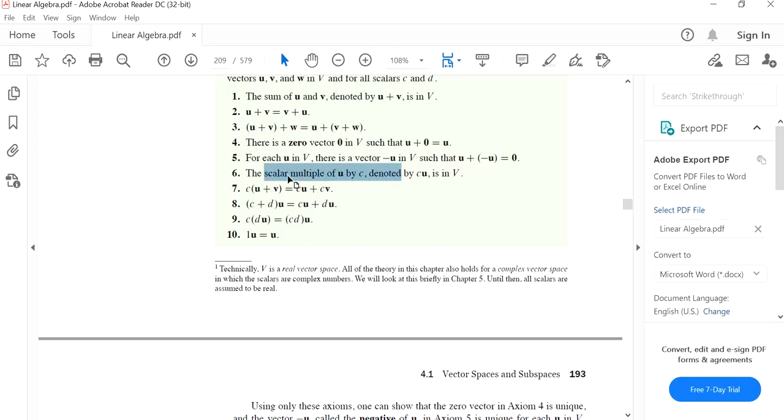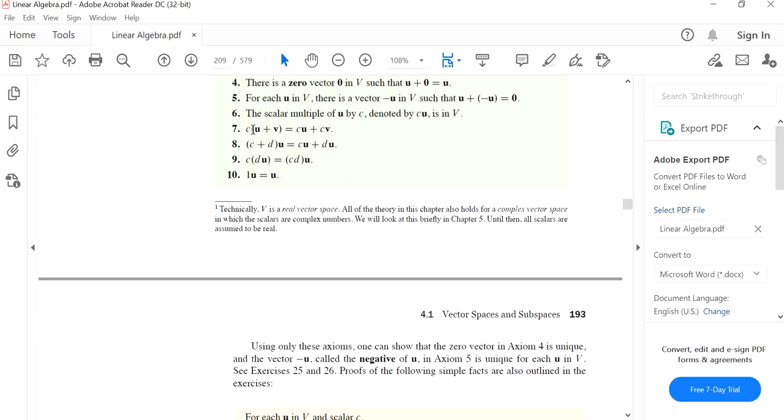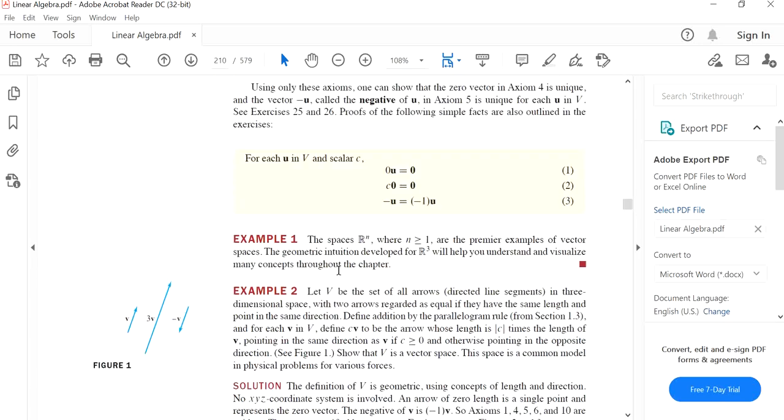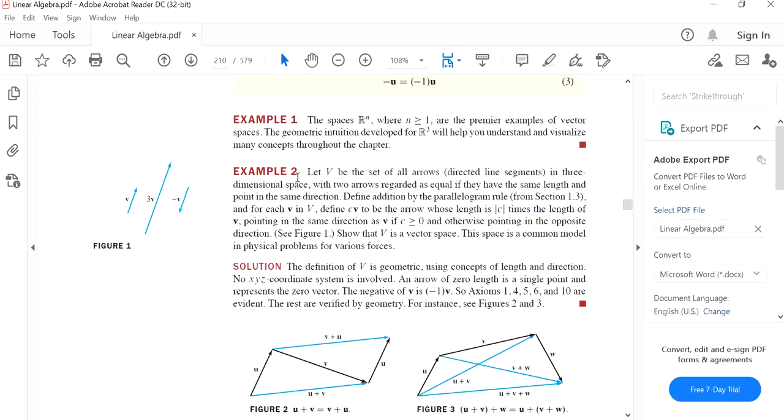If there is a vector, then its scalar multiple should also be there. Then these properties: if you multiply the sum of two vectors with a scalar, then it should be equivalent to first multiplying the scalars with the vectors and then adding. Similarly, these properties as well. So you get a general idea. So we won't waste much time. We'll get right into the examples.